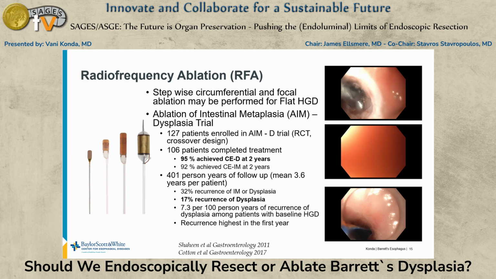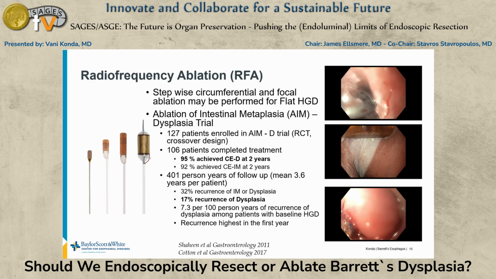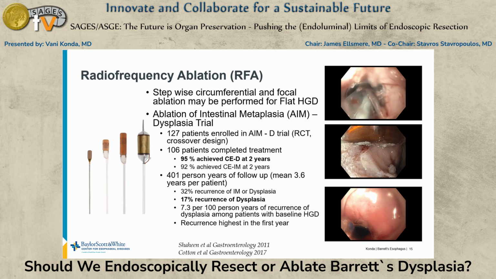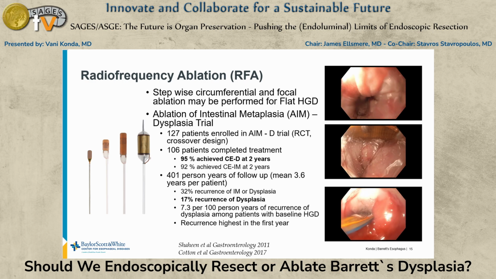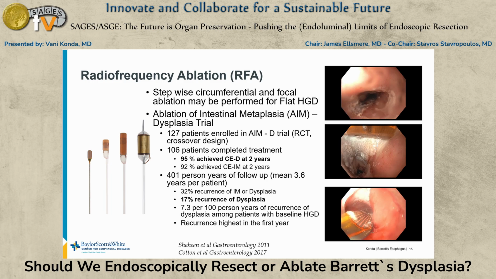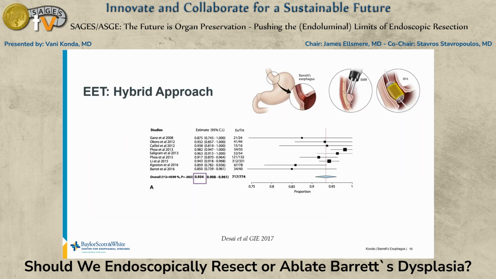A landmark AIM dysplasia trial demonstrated that 95% of patients had complete eradication of dysplasia at 2 years. However, it's important to recognize that dysplasia can recur, and this occurred in 17% of that cohort.